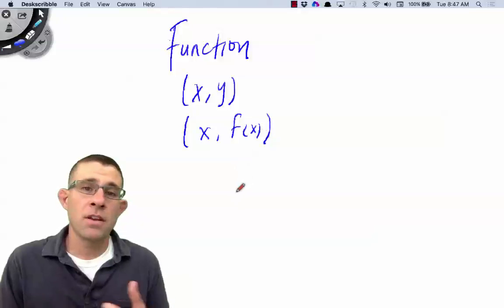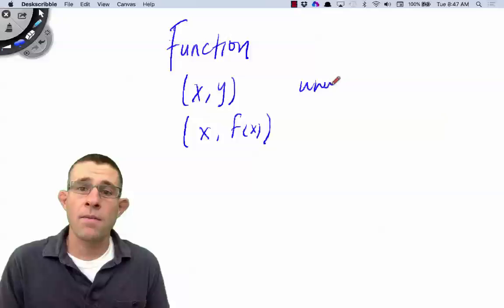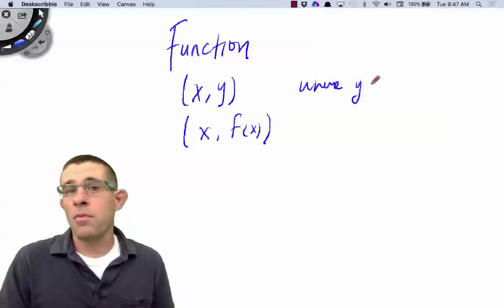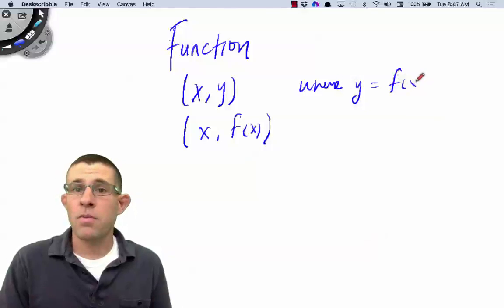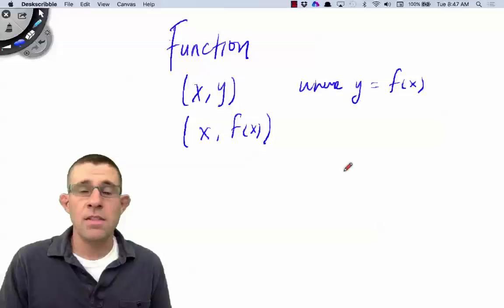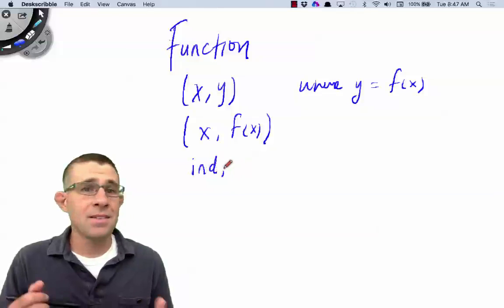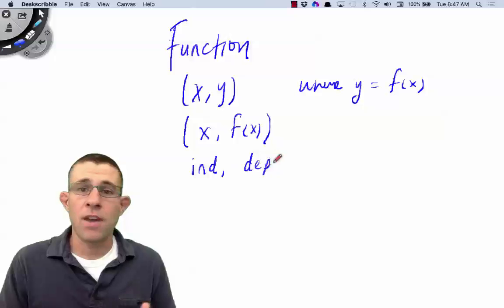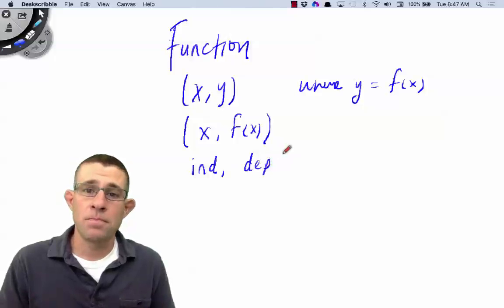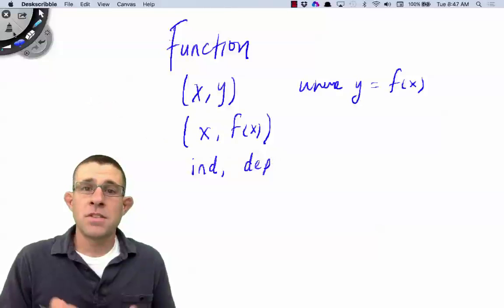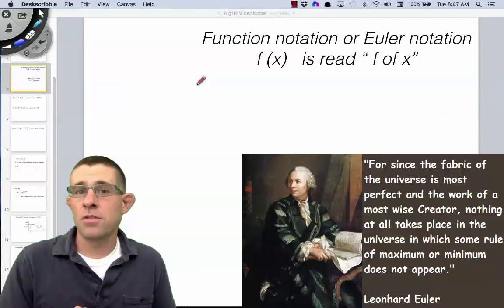Today we're just going to get a new way to write that y, where y is no longer represented as y, but is represented as f of x. And this is considered function notation. Now keep in mind, the x is still the independent variable, and now f of x is our dependent variable. Let's take a look a little bit deeper at this function notation.